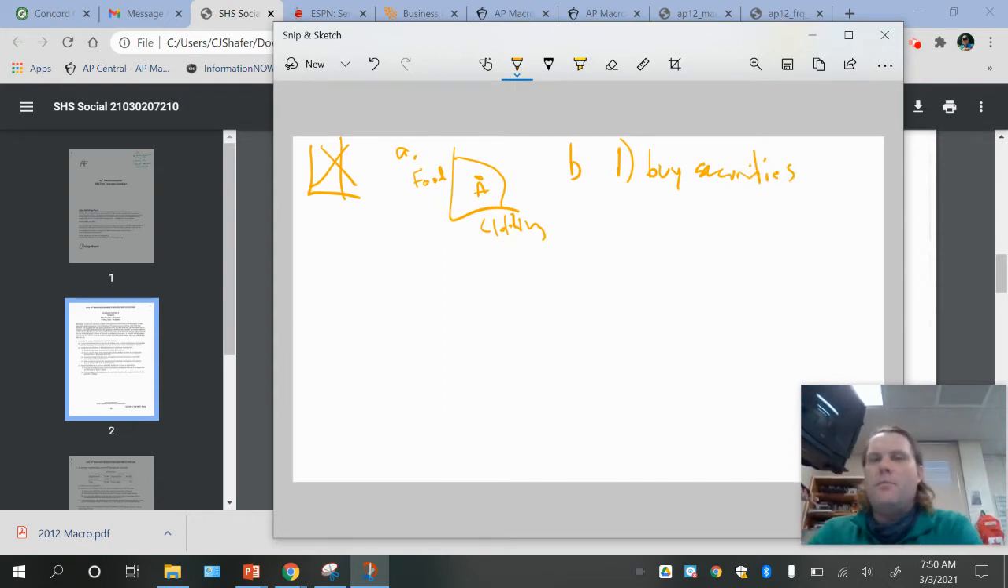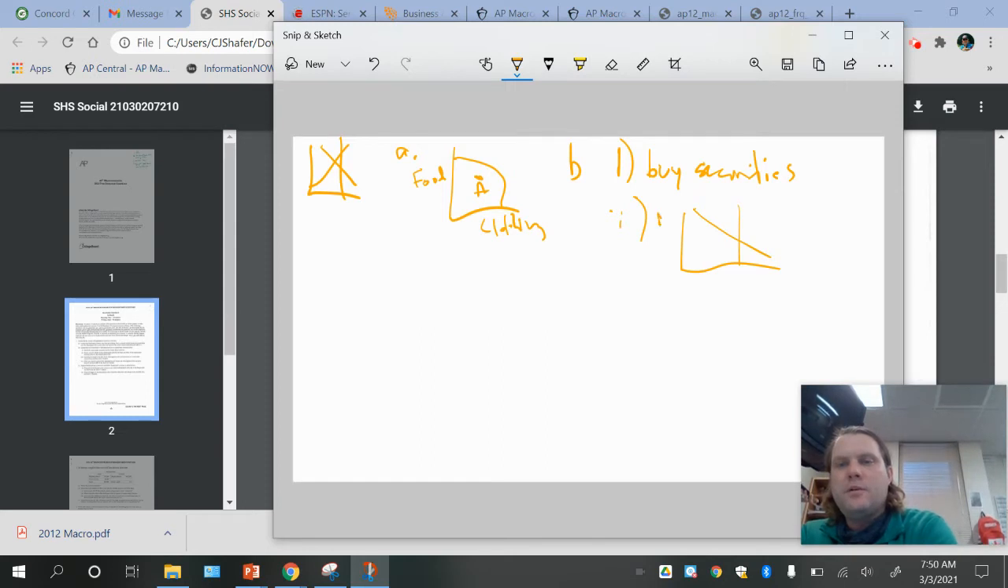All right, we're going to draw a money graph here. Our money graph is going to look like this. Interest rate, quantity, supply of money, demand for it. Here's our new supply of money. Interest rate goes down due to those buying the bonds.